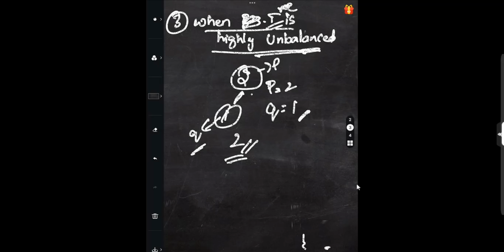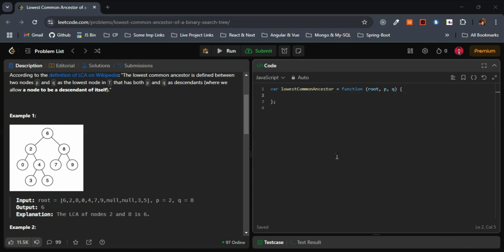So next, let's start writing the code. The first step, as we had discussed in the approach, is to traverse the BST, or binary search tree, iteratively, right? So I'll just come here. Let me give while of root.